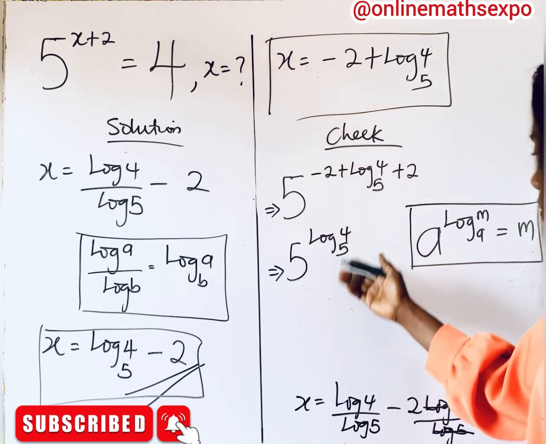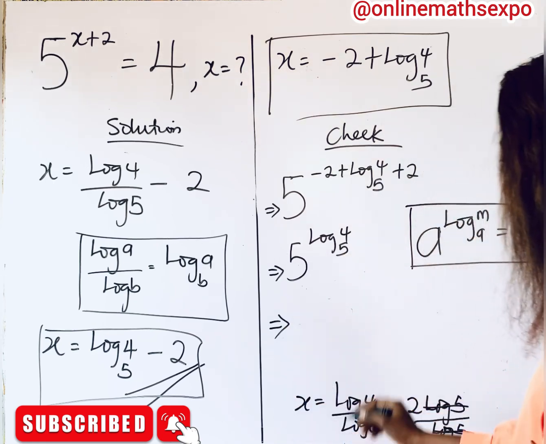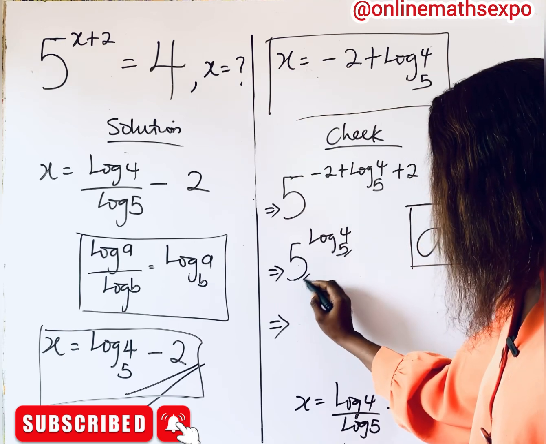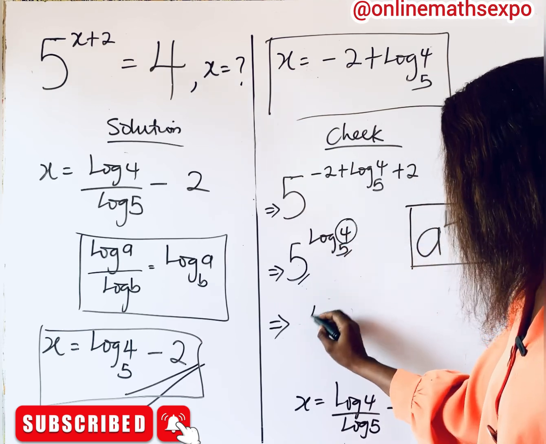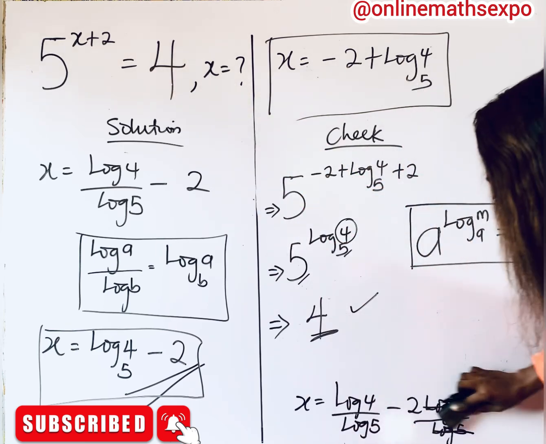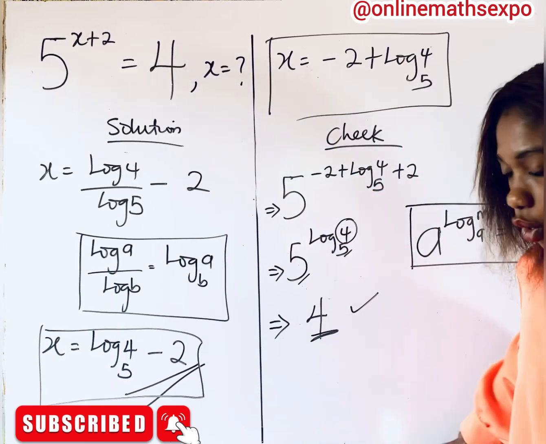Now apply it here. You are going to see that this base of the log is the same as this 5. So if these two are the same, then our answer should be equal to 4. And that's what we get at the right side of the equation. So it means our answer corresponds.